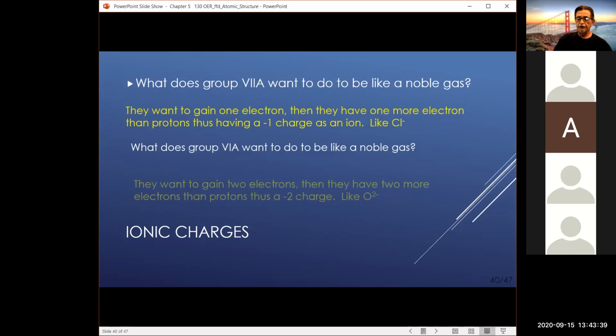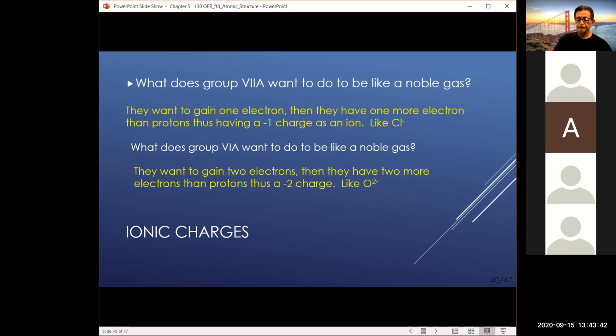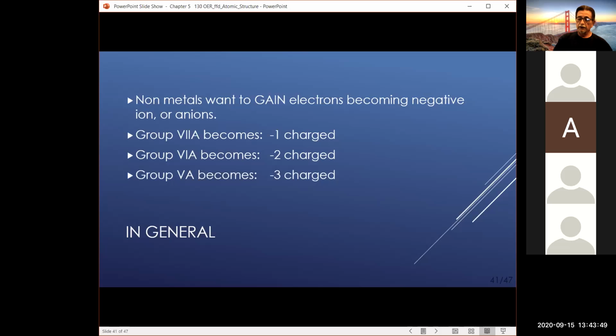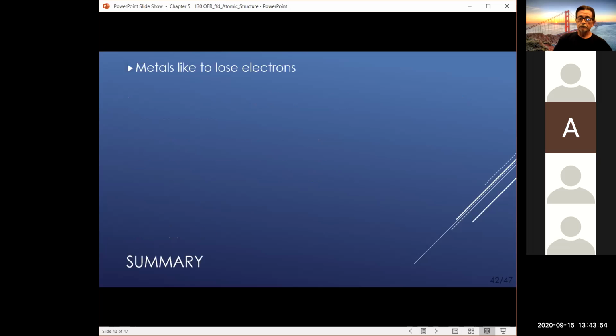All right, so group 7, they're going to gain electrons, like I mentioned, as all the nonmetals do. Group 7, -1, group 6, -2, group 5, -3. Okay, now with this long-term memory, I can't overemphasize it. Metals, all the metals are the ones to the left of the stair step, want to lose electrons. Now, hydrogen is over there, but hydrogen is pretty special.